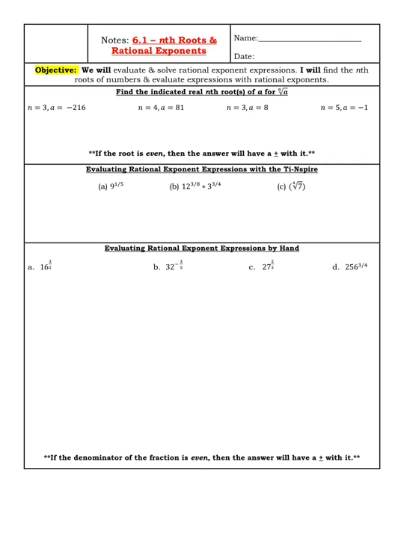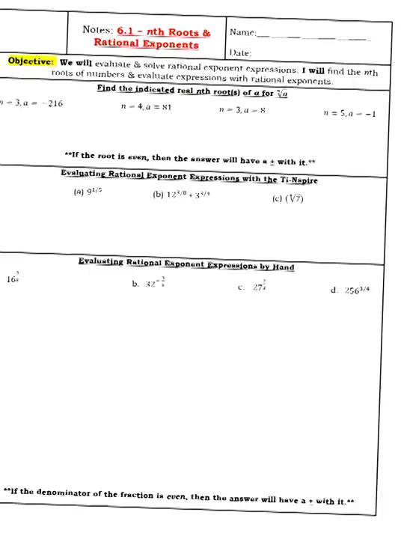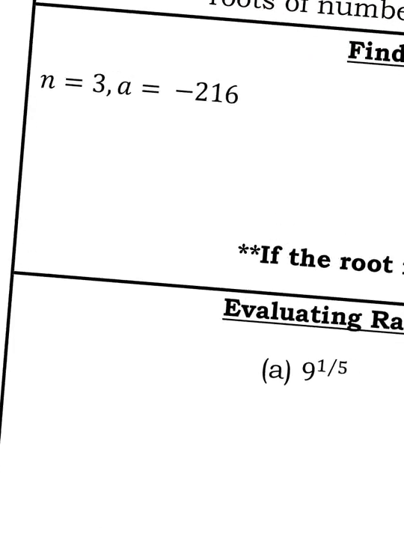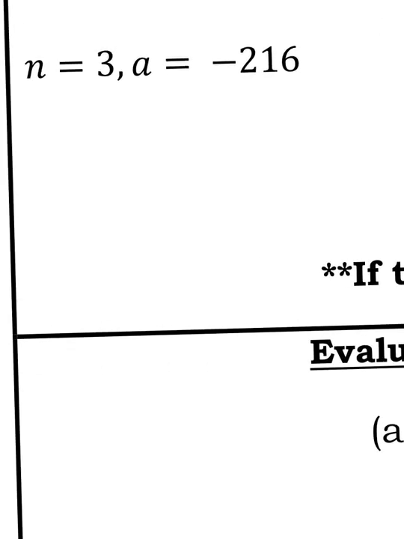So this first section here says find the indicated real nth root or roots of a, and then it says n root a. So this is what I want you to do. I give you n, I give you a. I want you to write it as n is the root, and then a is the number that goes inside the radical. So you just put the root inside the check mark of the radical.